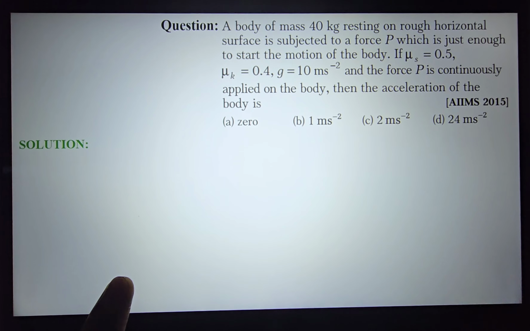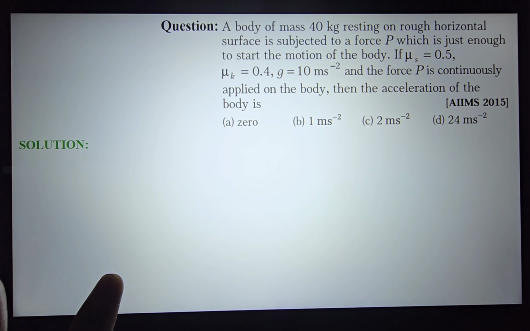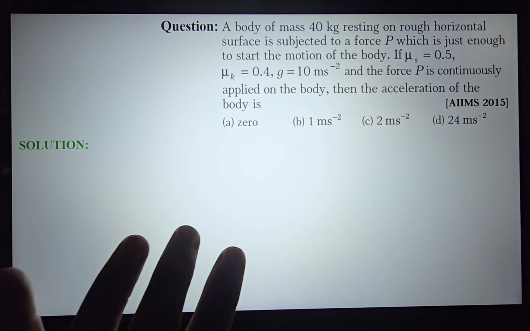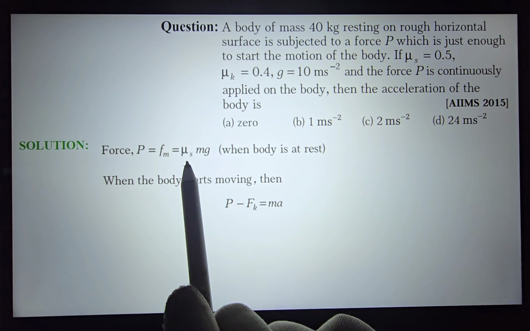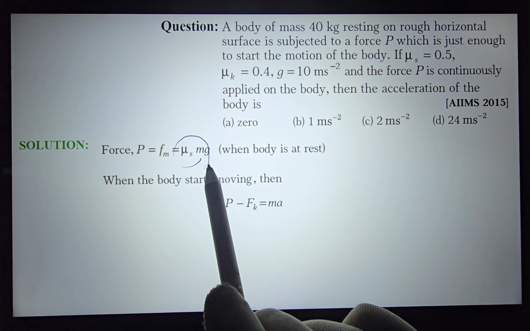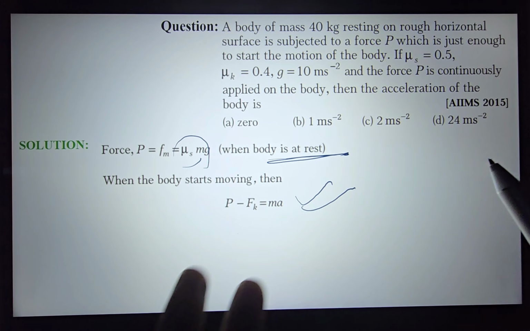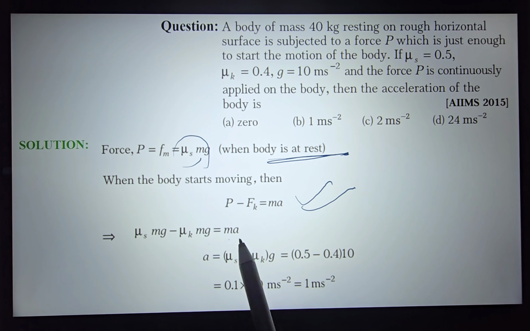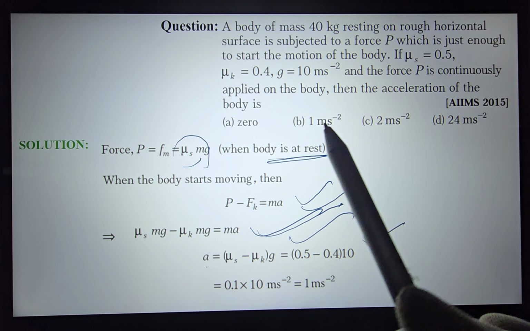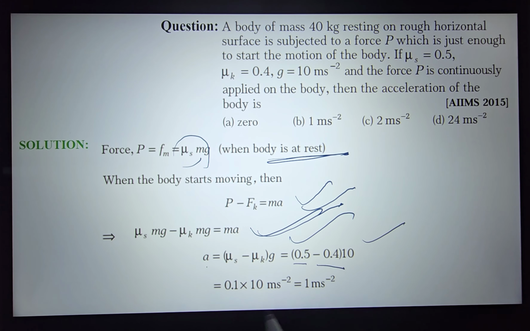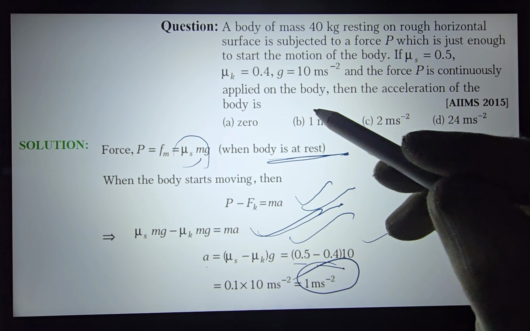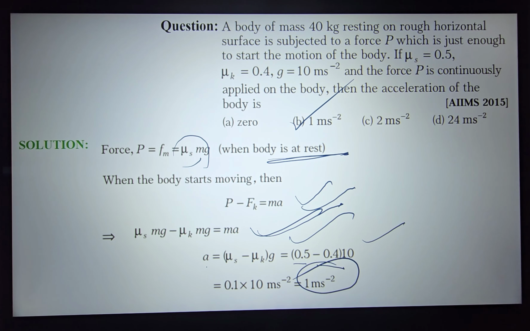You can simply solve this problem using a simple concept. The force P is equal to the maximum friction, which is mu s into mg, because this is the static coefficient of friction when the body is at rest. Then when the body starts moving, P minus Fk is equal to ma. Now using these two equations, mu s into mg minus mu k into mg is equal to ma. So the expression for a is mu s minus mu k into g. Now put the values of mu s and mu k from the given problem: 0.5 minus 0.4, into 10. Finally the answer comes out to be 1 meter per second square. So option B is the final answer.